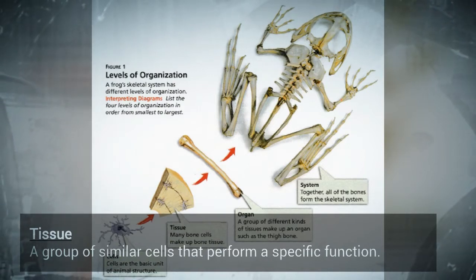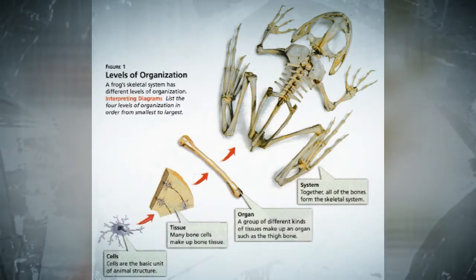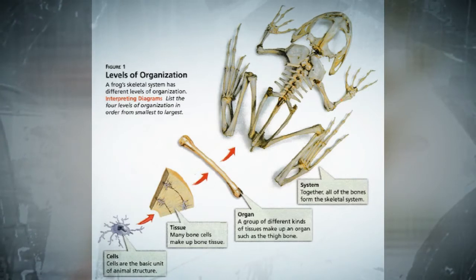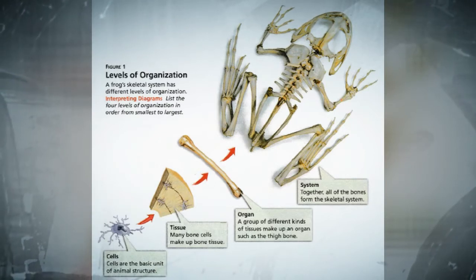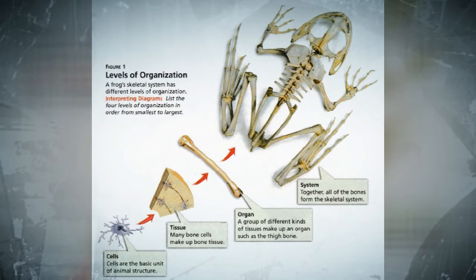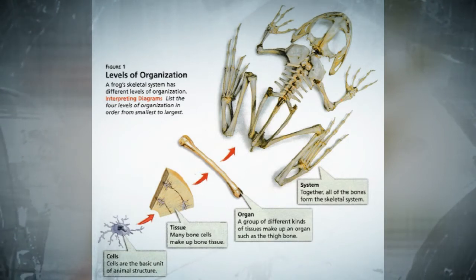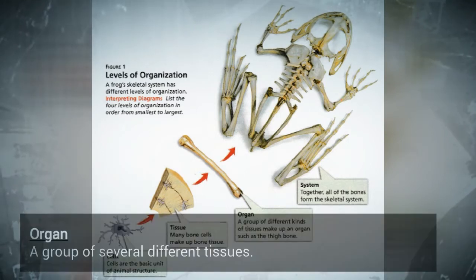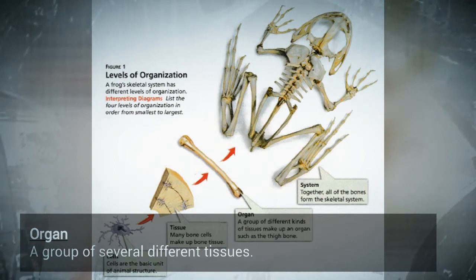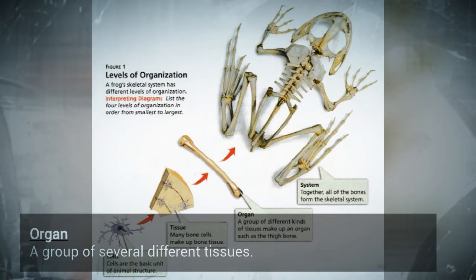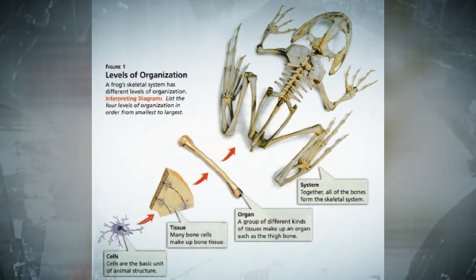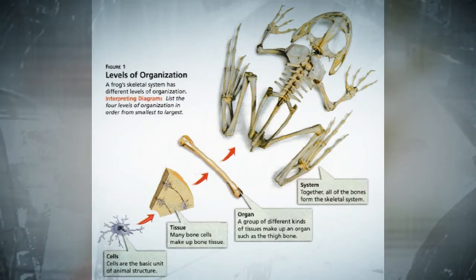One type of tissue is nerve tissue, which carries messages in the form of electrical signals from one part of the body to another. Another type of tissue is bone tissue, a hard tissue that gives bones strength. Tissues may combine to form an organ, which is a group of several different tissues. For example, a frog's thigh bone is composed of bone tissue, nerve tissue, and blood.